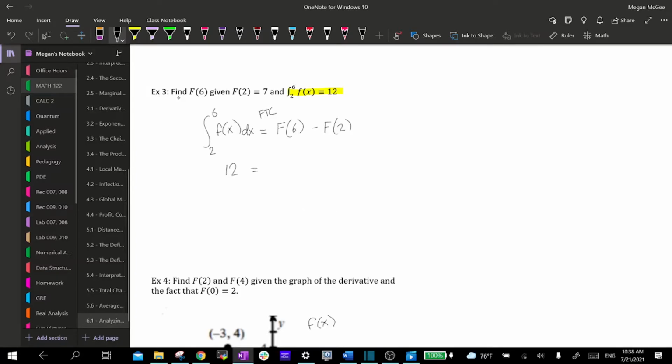It evaluates to 12. F of 6 is what we're trying to find, and f of 2 was given to us as 7. So we go ahead and add 7 to both sides, and we get that f of 6 is equal to 19.